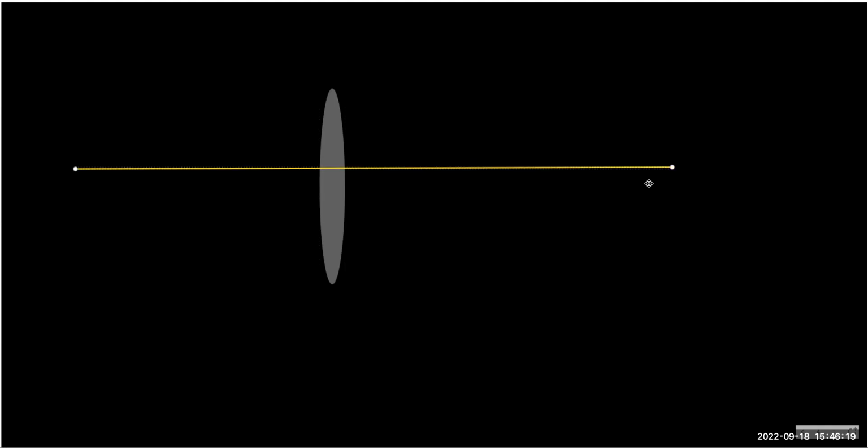So how is this magnification of the simple microscope achieved? We'll try to answer again. This is our lens, a simple convex lens, principal axis, optical center, F dash, 2F dash, F, 2F, and here is my object.